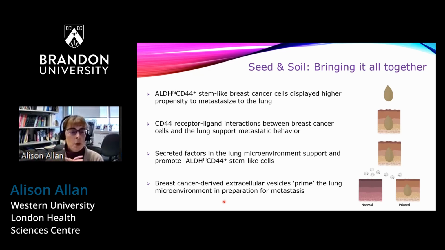All right, so to summarize and hopefully bring the ideas all together, from a seed perspective, we now know that these stem-like breast cancer cells display a higher propensity to spread to the lung.